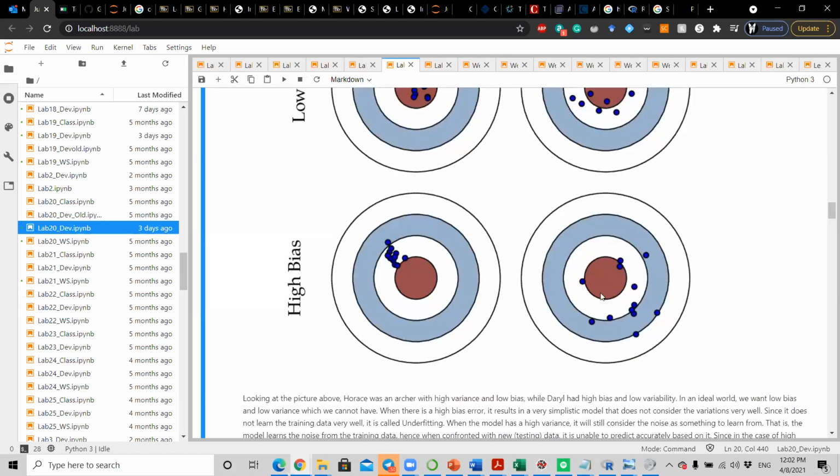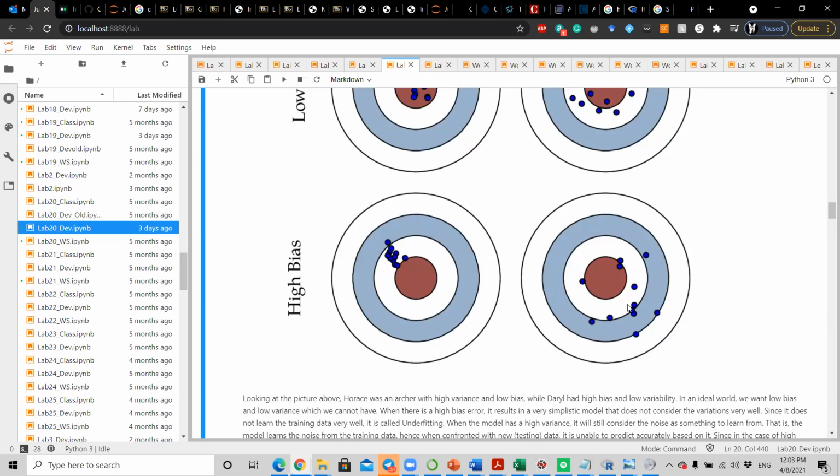In this case, if you take the average, where will you be? To the right. Somewhere around here, right? So even when you take the average, you are far from the bullseye. That means that your model is also suffering from high bias. Is that clear?